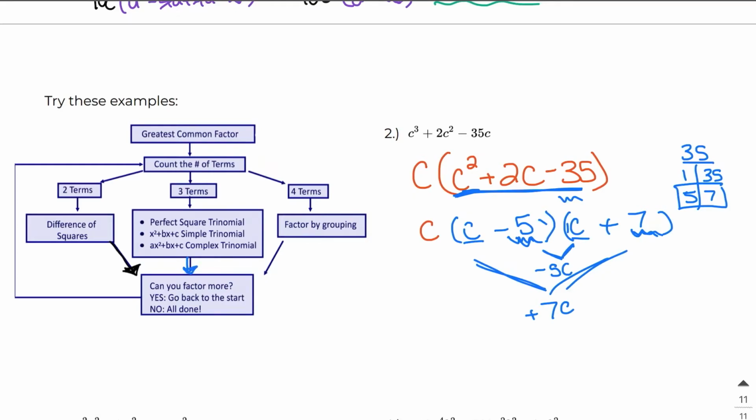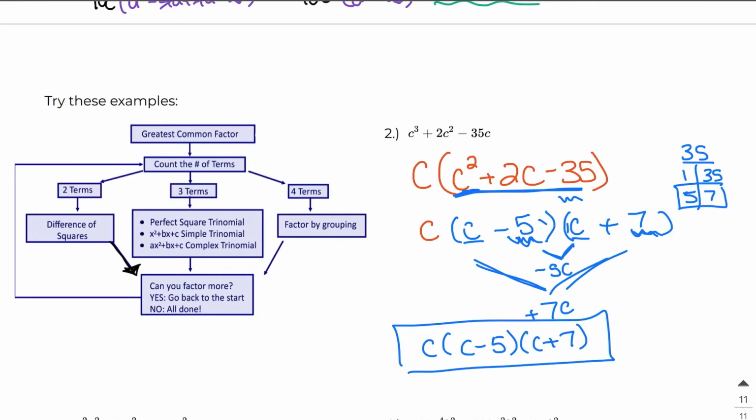Now I would go here and see, can I factor any more? So looking at the c minus 5, it is 2 terms, but it is not a difference of perfect squares. The c plus 7 is also 2 terms, but it's not a difference of perfect squares. So this is as far as I can go. So this is my final, fully factored answer.